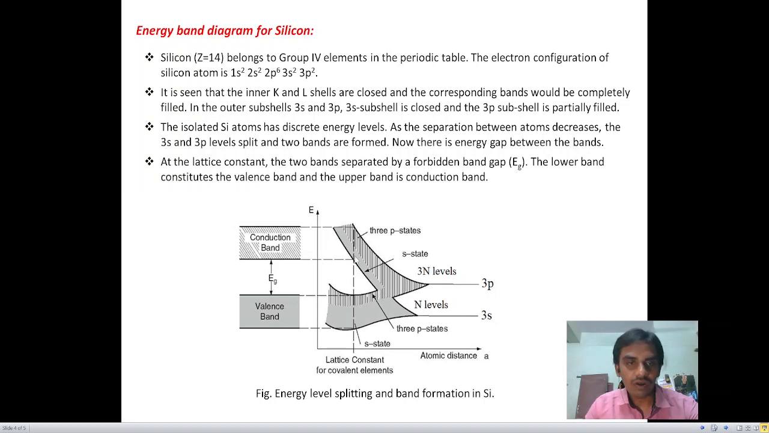At the lattice constant, the composite band branches out, and once again two bands are formed, separated by a forbidden band gap energy. Therefore, the band gap energy for silicon is nearly 1.12 electron volt.